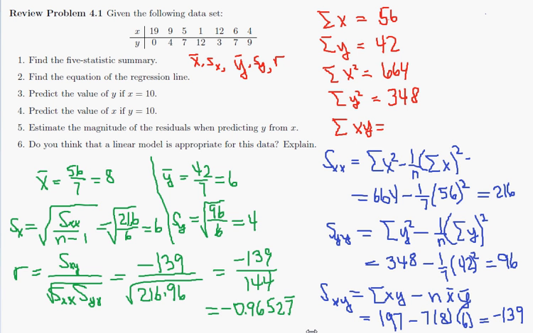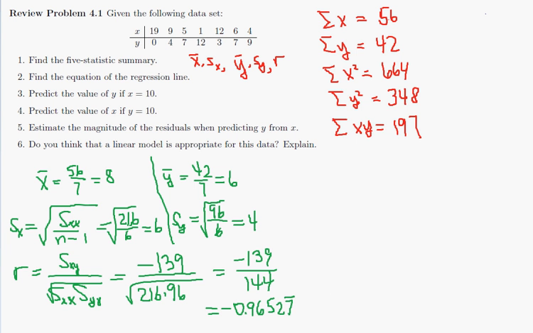And so that's the first part of the question, getting the 5 statistic summary. And one thing I should have written down up here, that the sum of the x times y's is 197, which is the number that I used down here when computing s sub xy. Next step is to find the equation of the regression line. Let me clear off the space here.